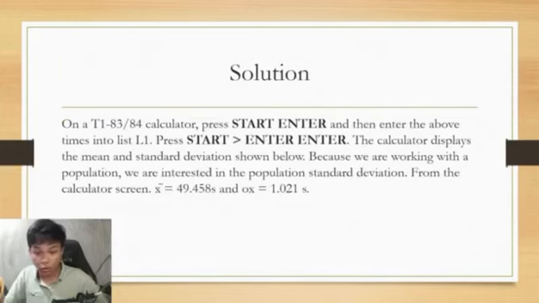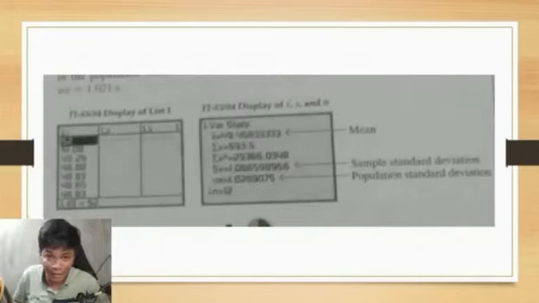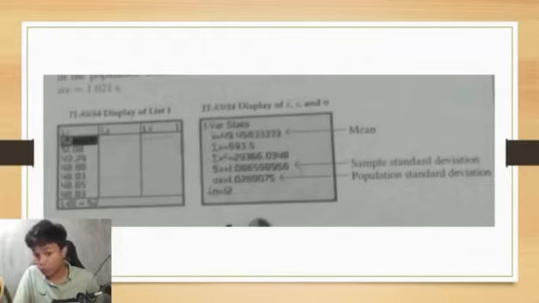So here we have the solution. So on a TI-83 or 84 calculator, i-click nyo lang yung stat and then enter. And then, enter the above times into list. Click nyo yung L1. Then press stat, then another enter ulit. At pag ginawa nyo yun, ganito yung magiging kalabasan niya. So the calculator displayed the mean and the standard deviation shown below, which is ito.